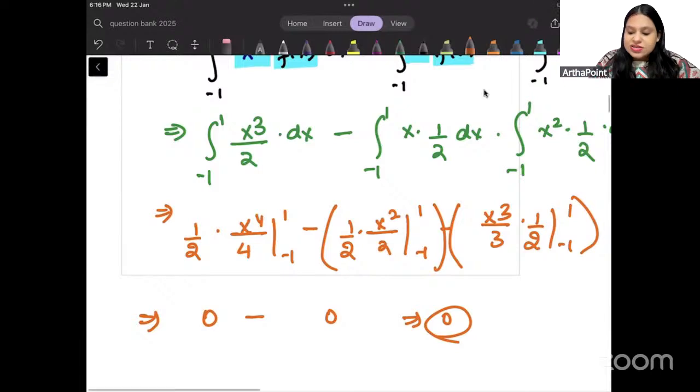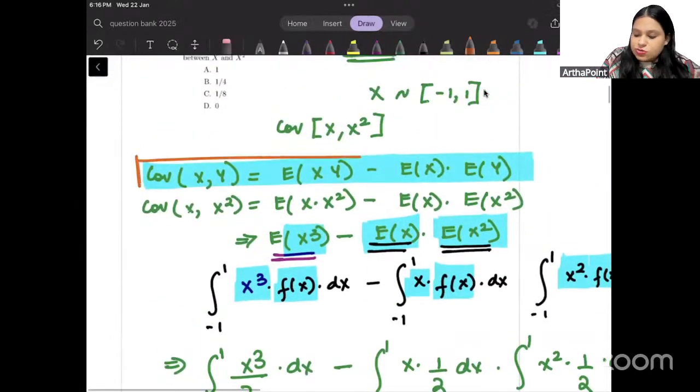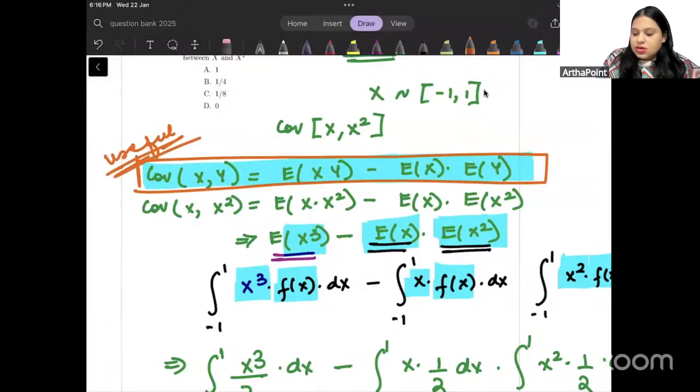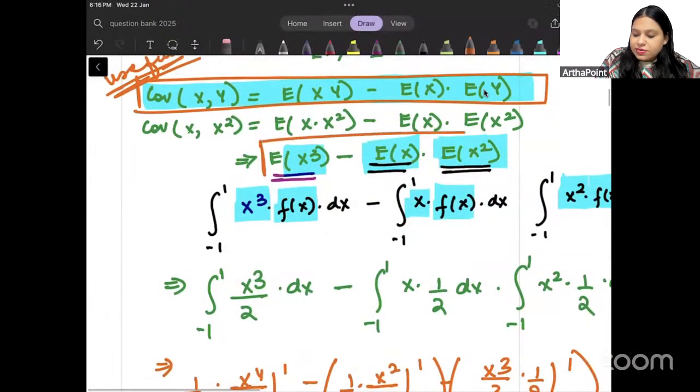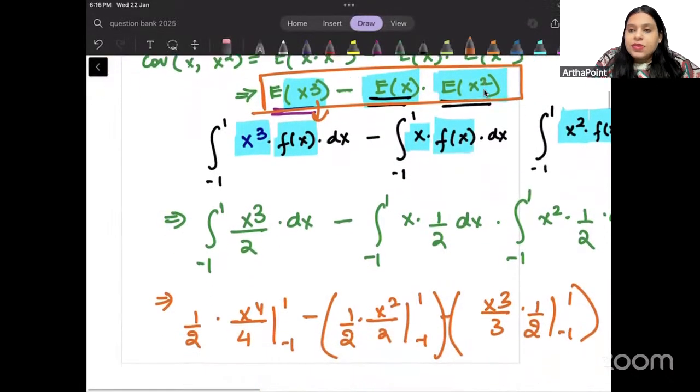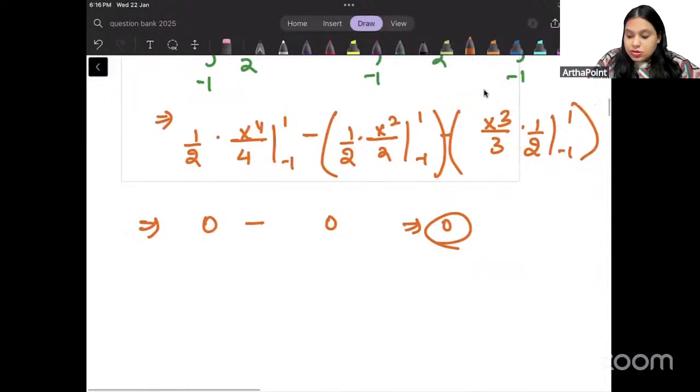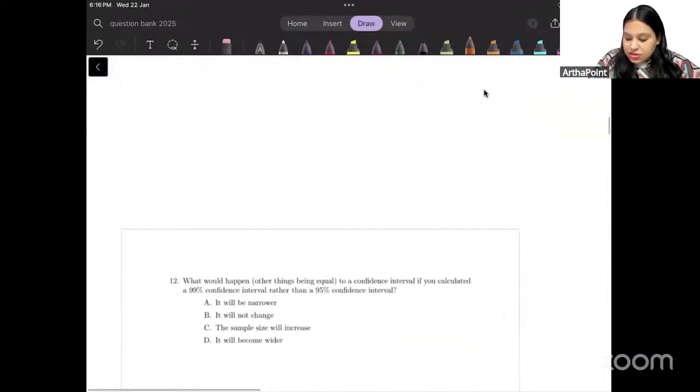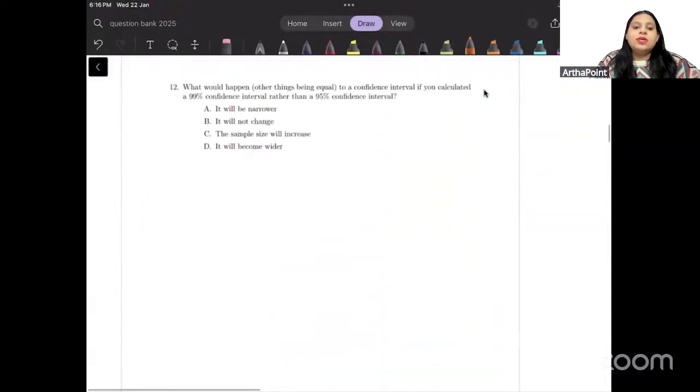Okay. So please keep this formula in mind. Write this down somewhere. It is a very useful formula. Keep this formula in mind: how to convert expected value in the form of integration. Okay. Try and do this one. Give this question a try.